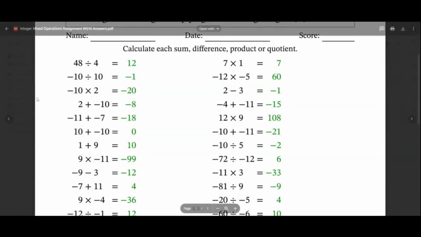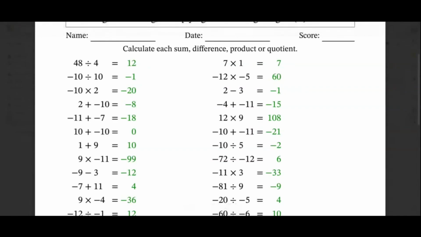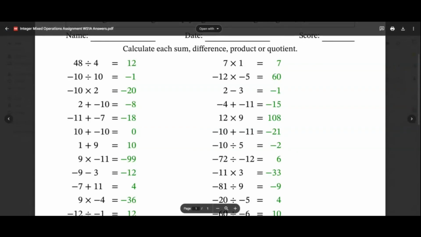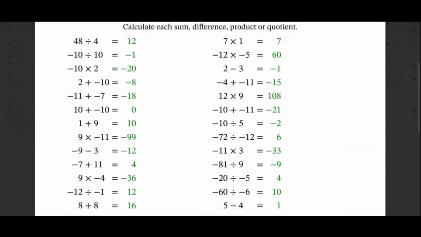All right, here are the answers to the homework from Thursday. It was a mix of multiplication, division, adding and subtracting integers. So take a look at those, see if there are any of those that you would like for me to work.